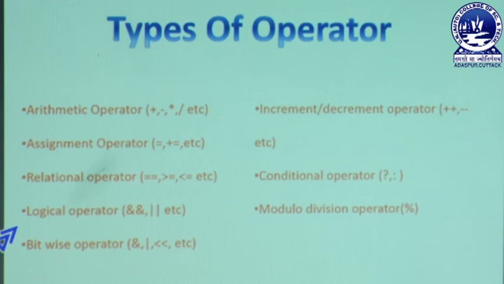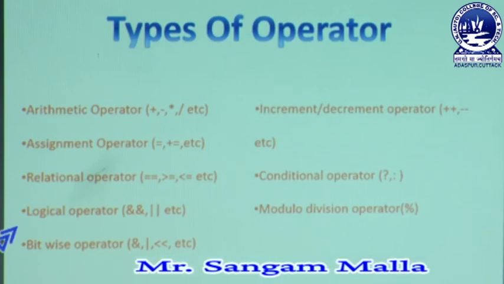Similarly, next is the bitwise operator. As you know, the computer executes everything in bits, that means zeros and ones. So bitwise operators are special operators used for evaluating the bits, that is AND, OR, left shift, right shift, which we will be discussing in our next classes. Next is the increment decrement operator. The operators which are used for increasing or decreasing the value of a variable, we call them increment or decrement operators.